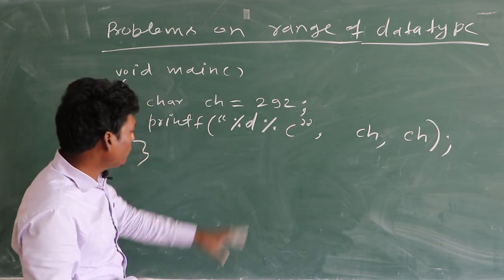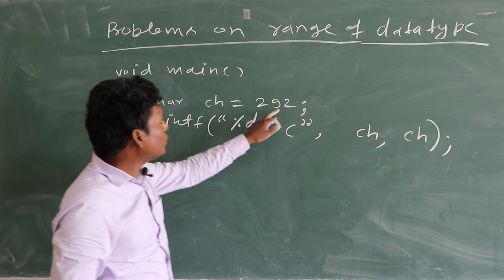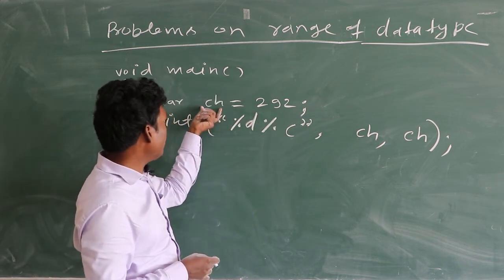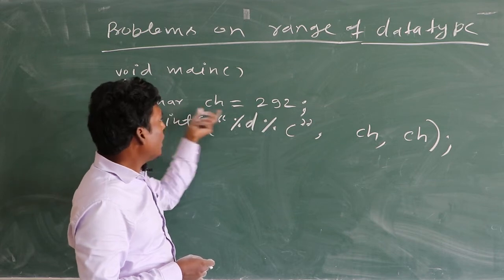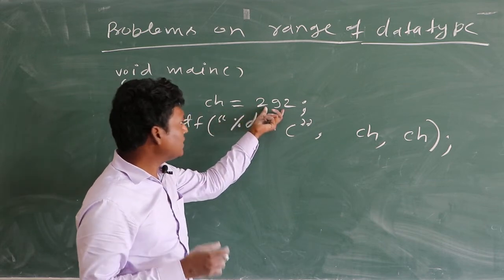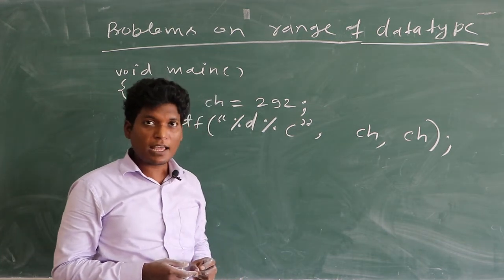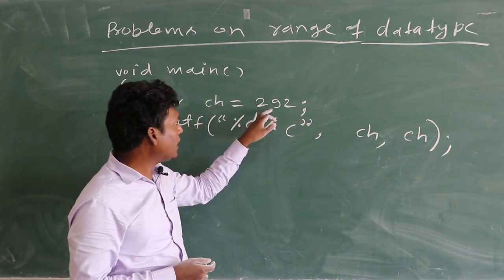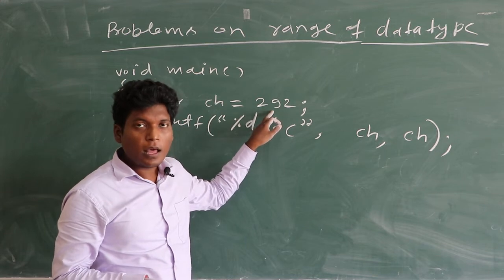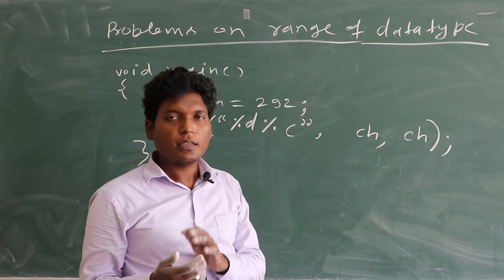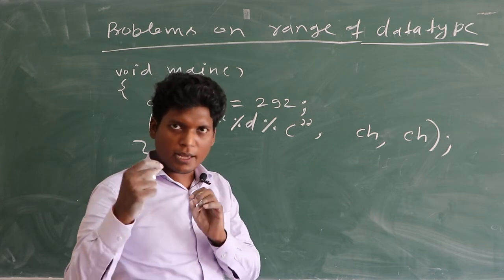It has valid output. So class, 292 is not an integer number here. When you see there is a variable which is char, then 292 is considered as an ASCII value. So ch is holding the 292 as an ASCII value, and each ASCII value has a character mapped.